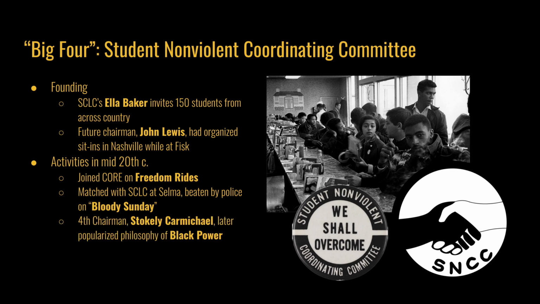Stokely Carmichael, another of SNCC's chairmen, took over leadership from John Lewis in 1966. His tenure marked a shift in SNCC's philosophy as he popularized the slogan and philosophy of Black Power. This approach emphasized racial pride, economic self-sufficiency, and political autonomy, diverging from the early focus of nonviolence. The term Black Power was first widely used by Carmichael during the James Meredith March Against Fear in Mississippi in 1966. After his time with SNCC, Carmichael went on to work with other organizations, including the Black Panther Party for Self-Defense, further advancing his advocacy for Black liberation.